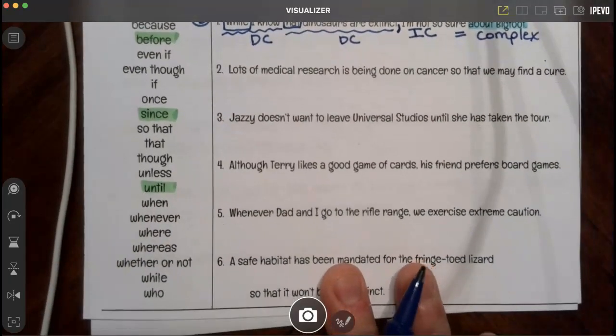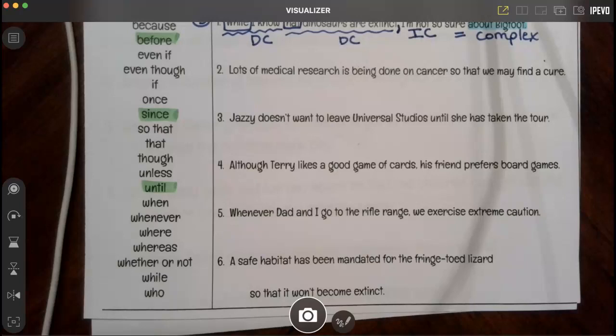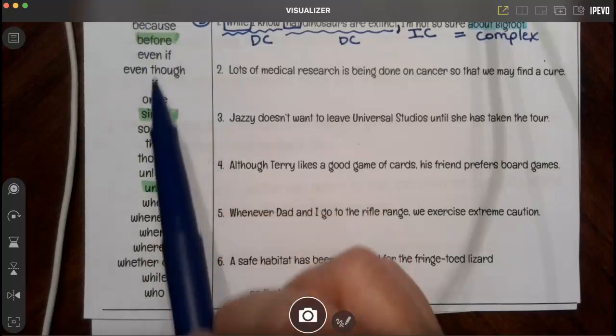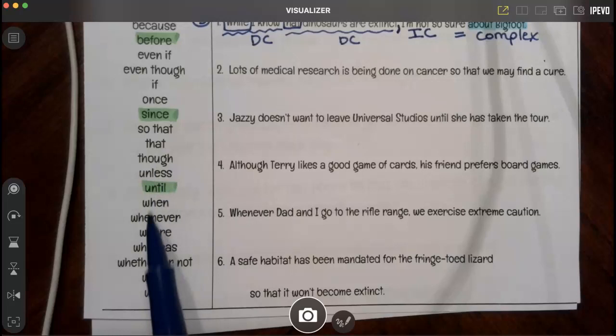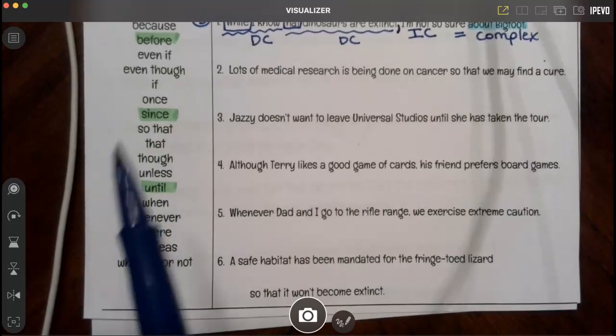Now, I would suggest that you pause the screencast right now and then go see if you can figure this one out on your own. Start by getting rid of phrases, and then look on this list and see, do you see a word or group of words that acts like a subordinating conjunction? And I'll tell you that there is one here. So pause the screencast and then try it.